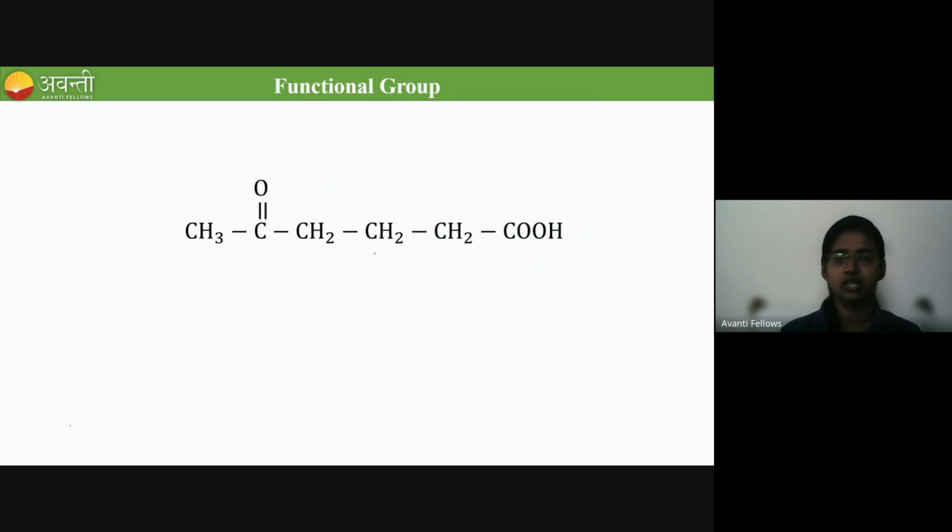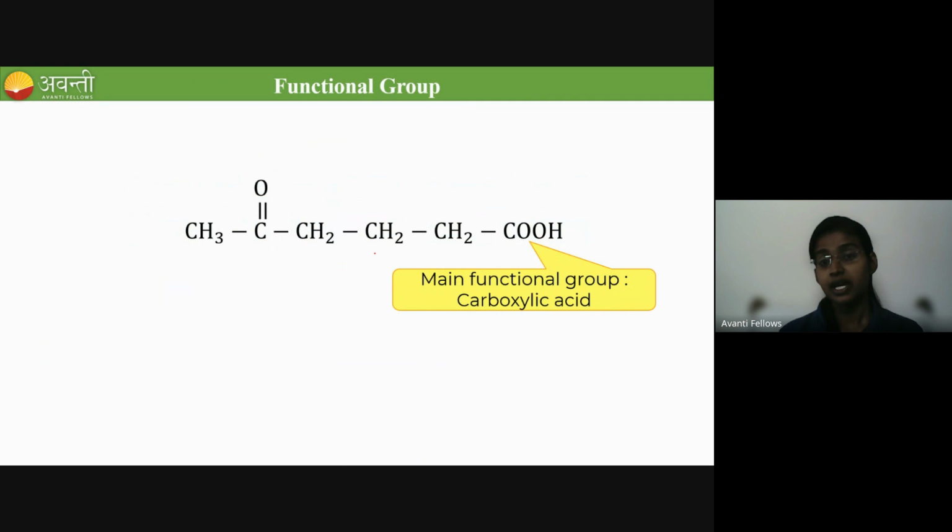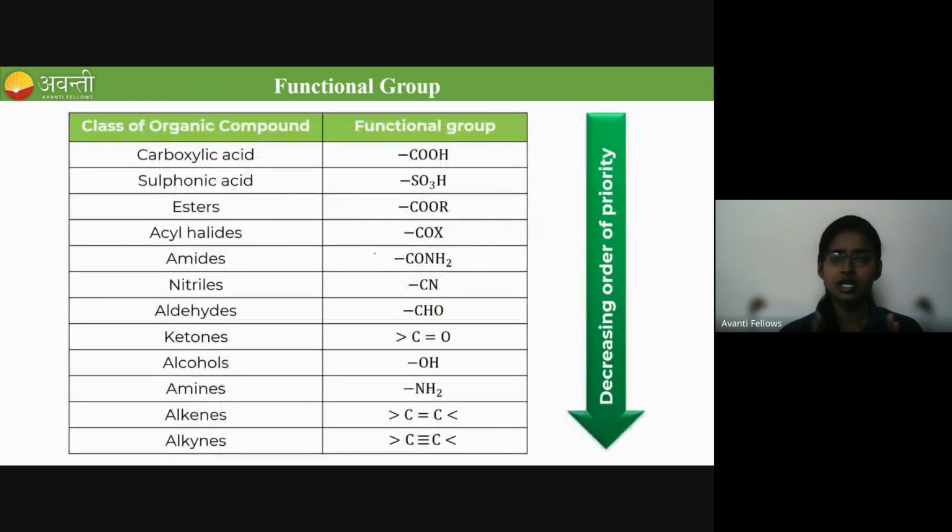Very good. Ketone and carboxylic acid. Carboxylic acid is the main functional group. It is coming first in the priority order. So I will give you the priority list also. So here is the class of organic compounds arranged in order of preference.